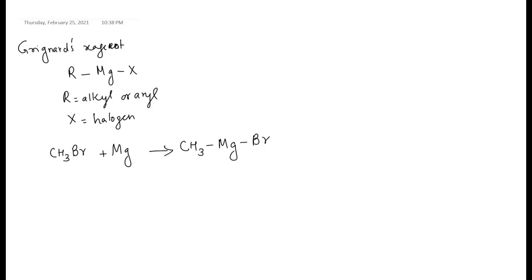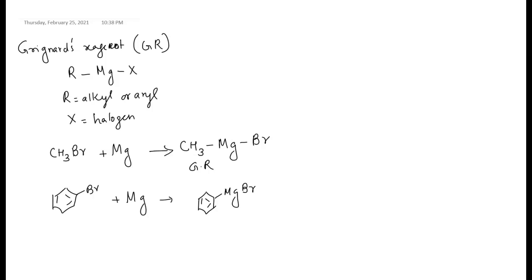So this is a Grignard's reagent. Let me abbreviate Grignard's reagent as GR. RMgX, so R can be an alkyl group, magnesium is the element that's necessary in Grignard's reagent, the metal, and then we have the halogen. You can also have aryl groups like this, where you take an aryl bromide, react it with magnesium, and you can end up with this MgBr.